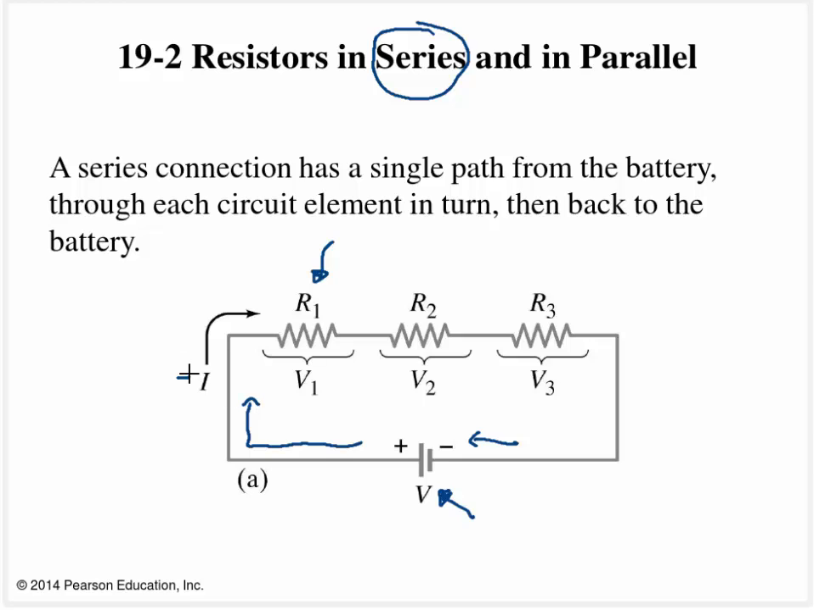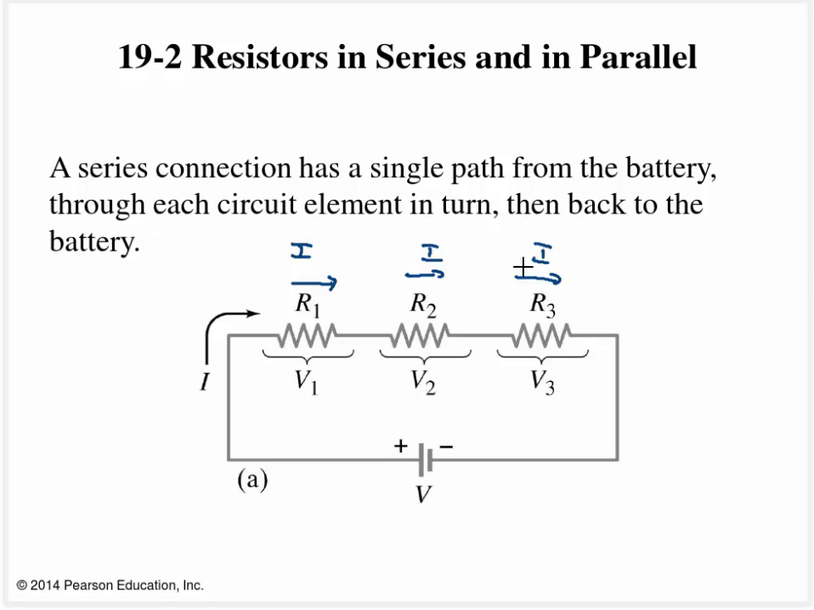The current right here must be equal to the current right here, and there, and there, and so on and so forth. So the current across all of these resistors is going to be the same. It's going to be I, in that direction right here.